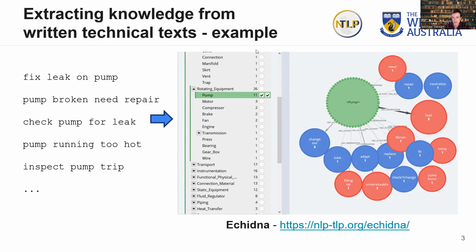The whole goal of this is essentially to take what's in the text and make it extremely transparent and easy to understand for a domain expert. And all of this is made possible using natural language processing.